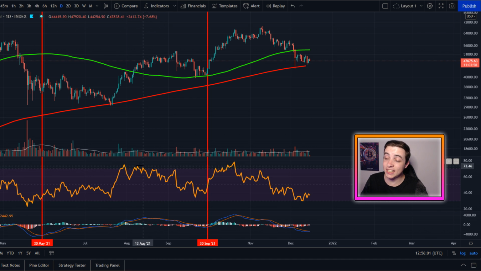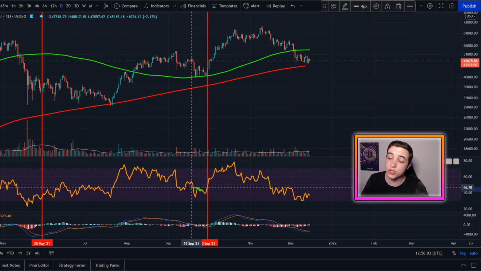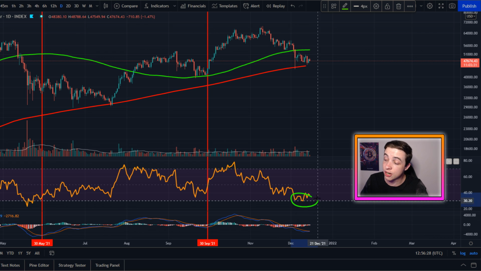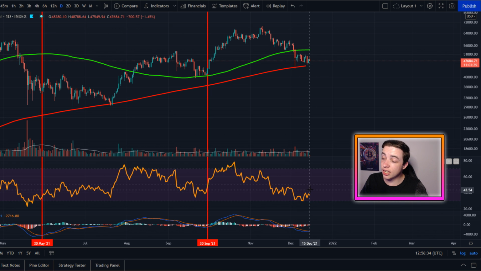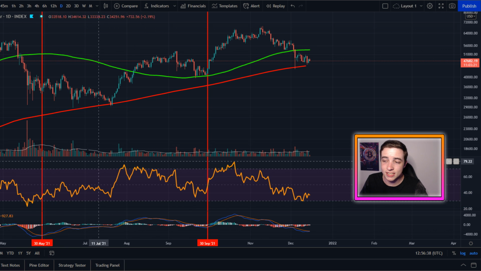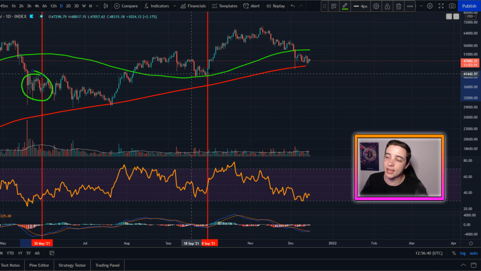And we saw the daily RSI come right down towards oversold territories. But in the example of the May crash, we did enter into oversold territories. And on this pullback so far, we have entered into oversold territories on the daily RSI. So essentially, according to the price oscillators right now, we are in a very similar situation to where we were back here and back here.